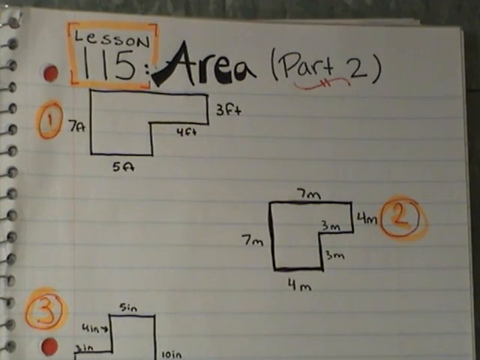Alright, so tonight's lesson is lesson 115, and we are doing area. This is the second part, part 2, and it's going to be a little bit different than just finding the normal area, length times width of a rectangle or of a square. What we have are shapes that are not all the way one full shape, so we're going to have to section them off, find the area of one shape, find the area of the second shape, and then add them together to get our total area.